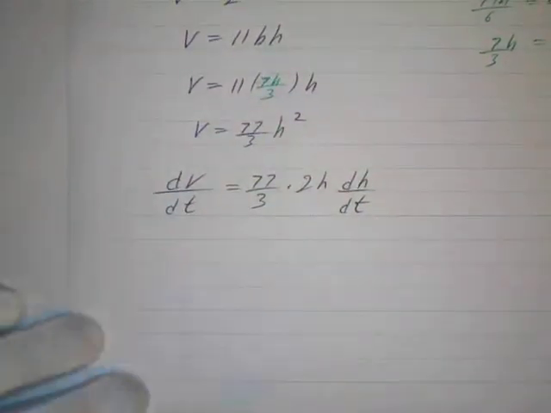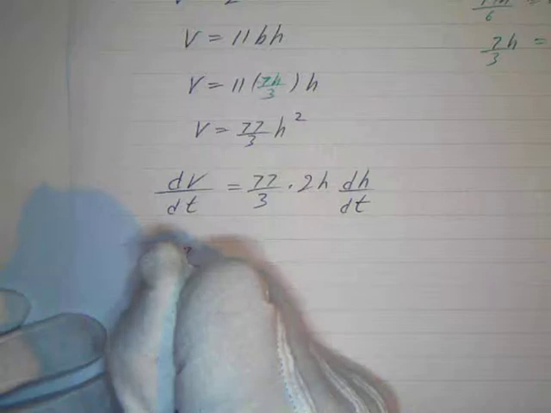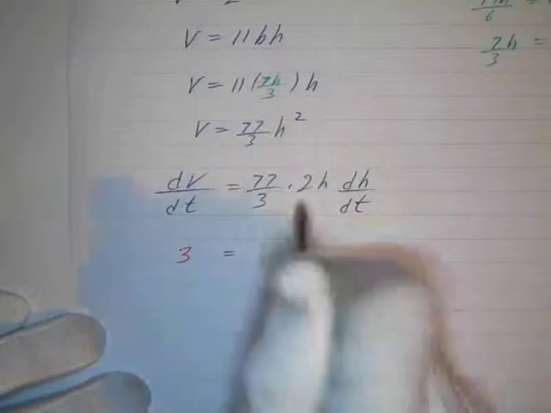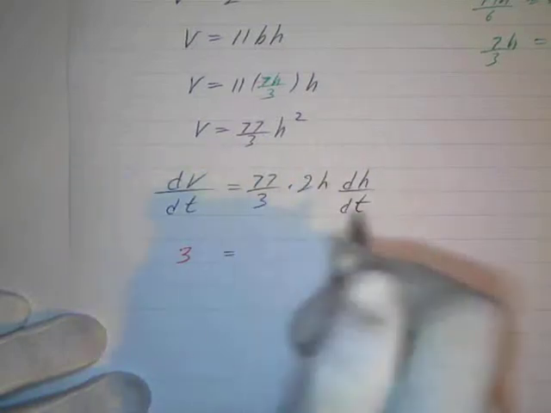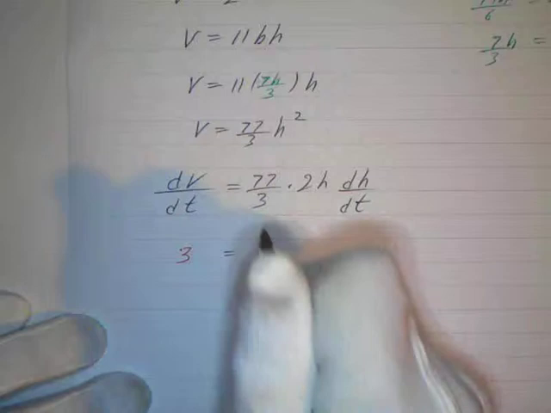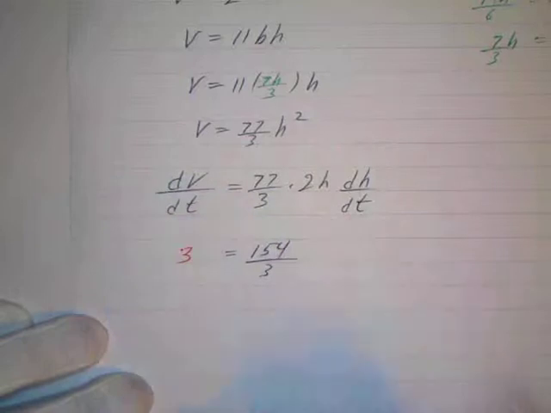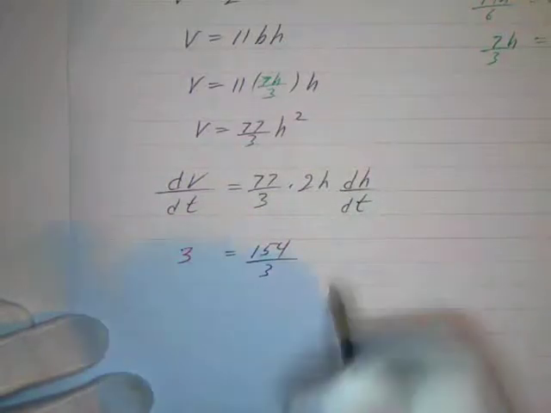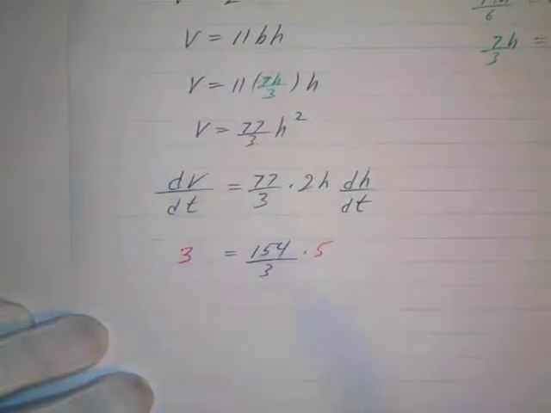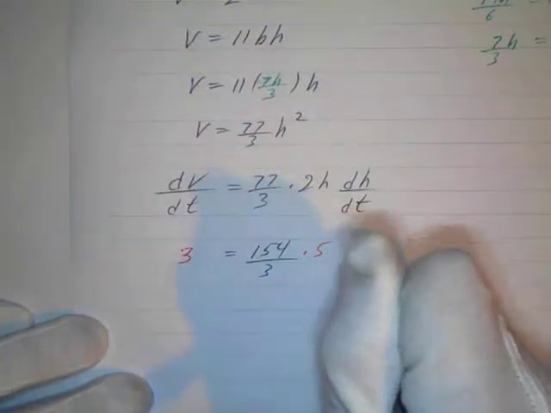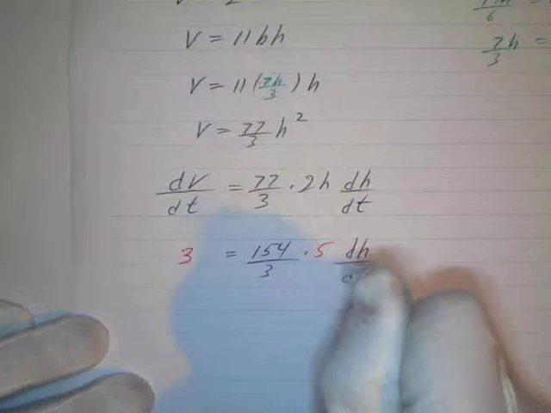Now we just substitute our data in, and dV/dt was 3, so this is 3. And that equals, and there's not much simplifying I'm going to be able to do, so 2 times 77, that's 154. And my H was going to be 5. And there's my dH/dt. And none of these numbers work out as nicely as the previous problem I did.